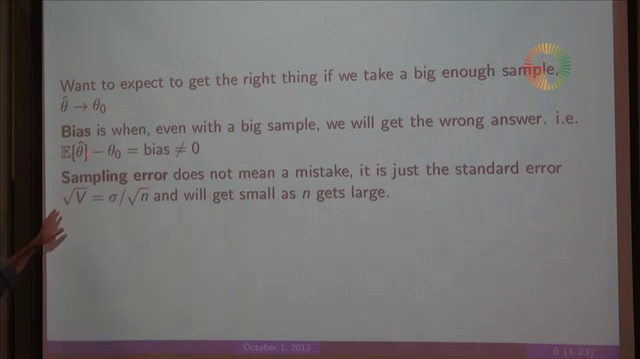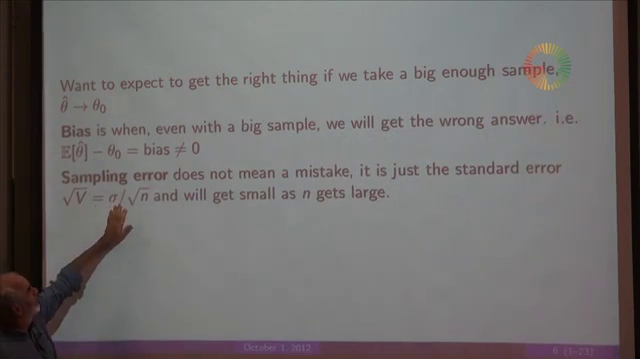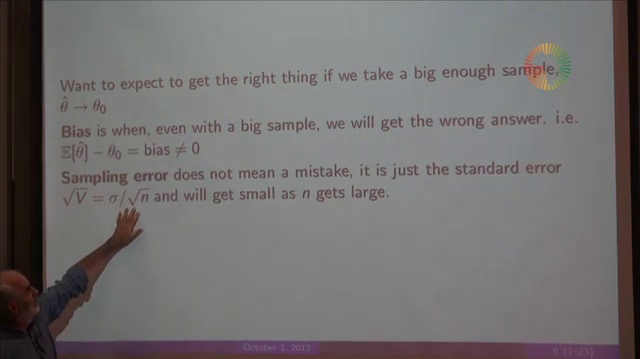Now, sampling error does not mean a mistake. Although we use the word error, it does not mean a mistake. It's just another word for the standard error, which we've called square root of v, which can also be written for a sample mean as sigma over root n.